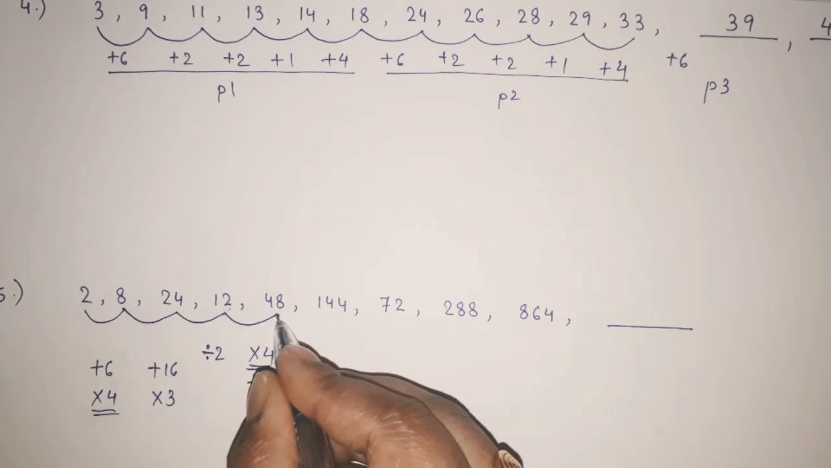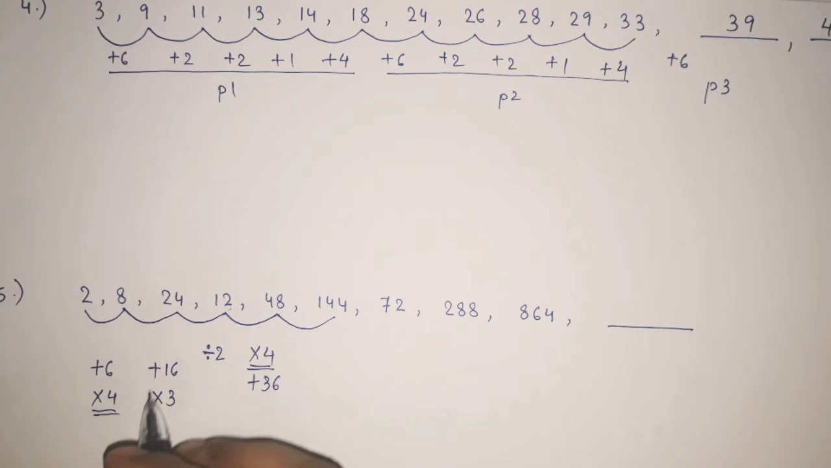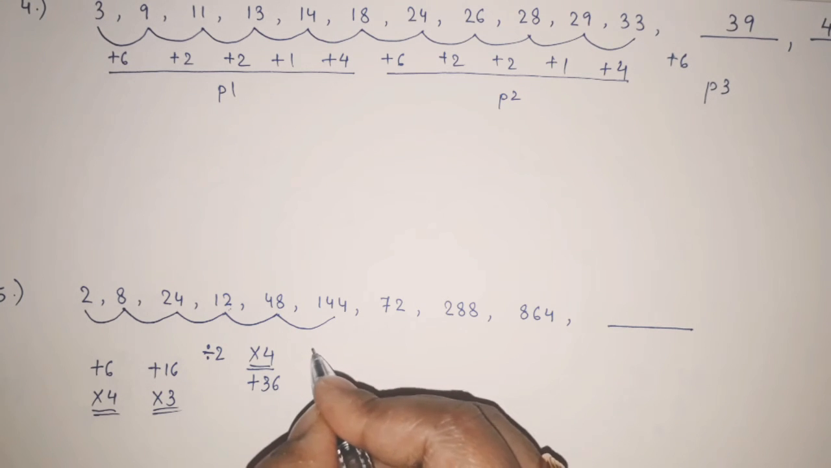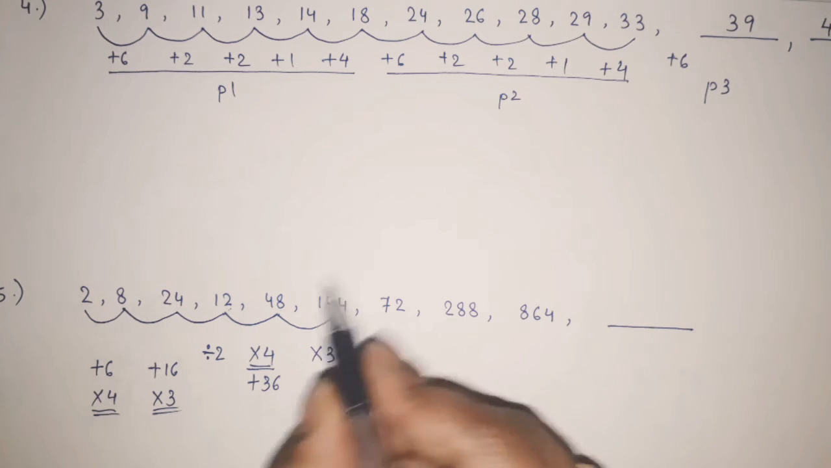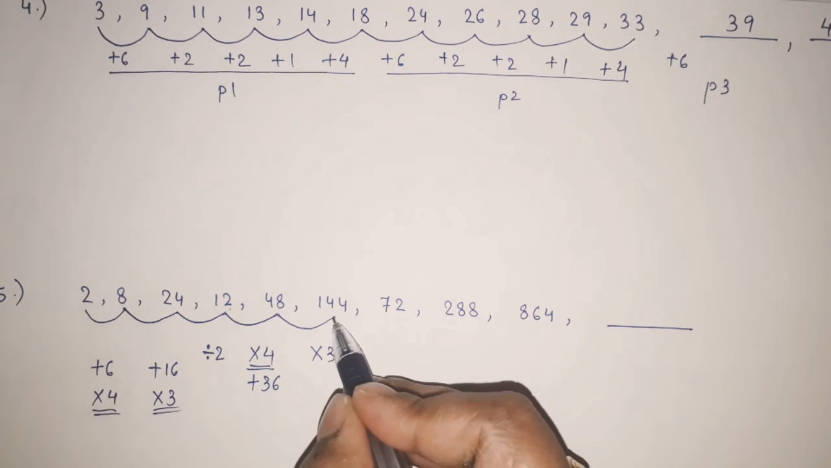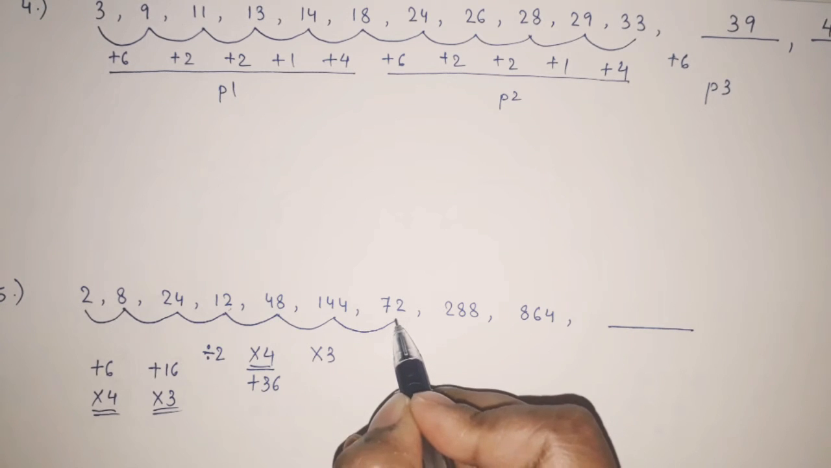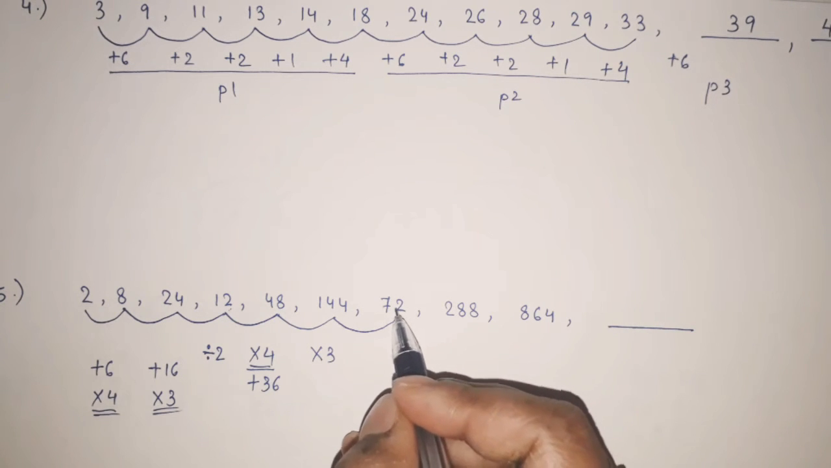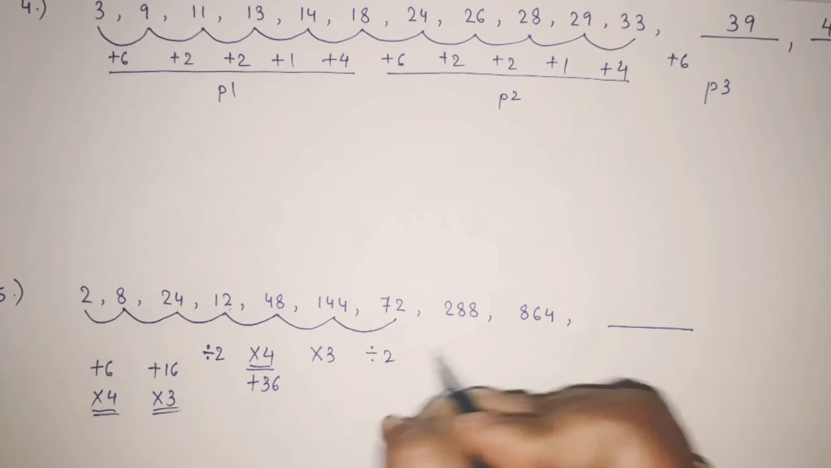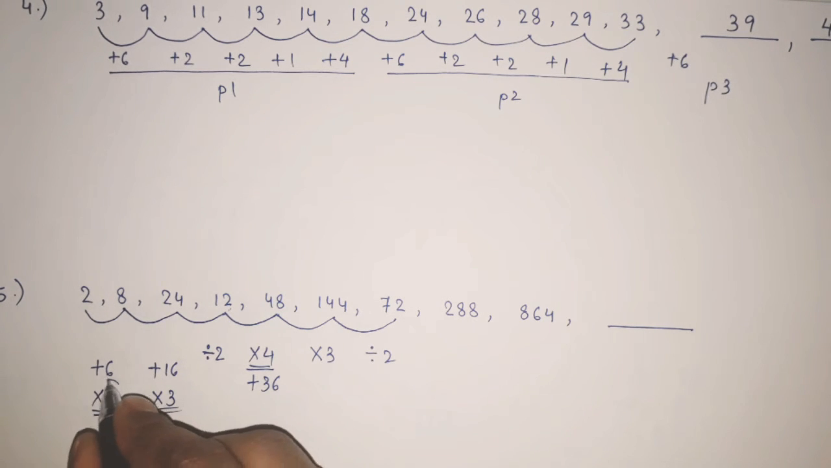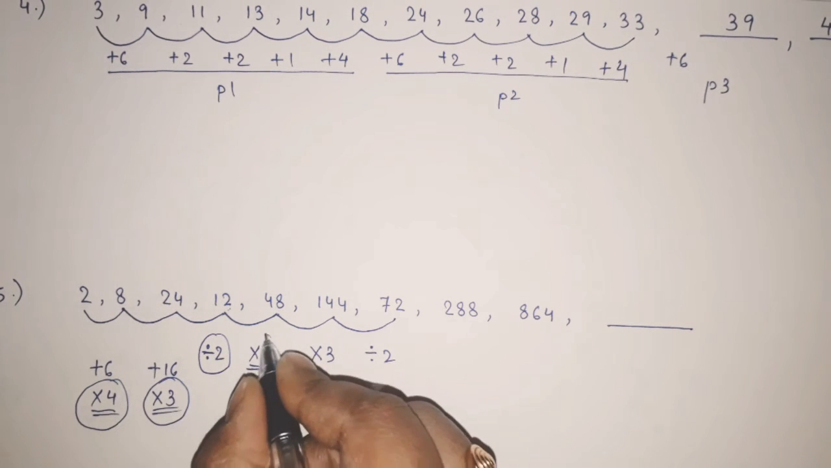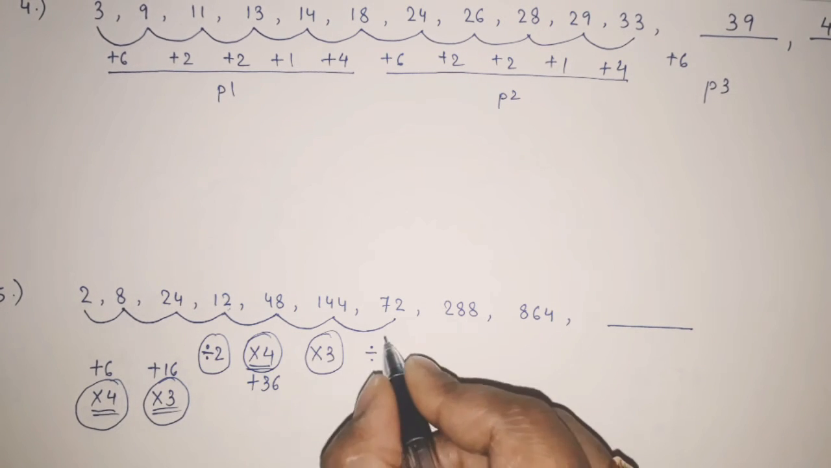So let's see the next. Multiplied by 4. So again let's see, is it also multiplying by 3? Yes, it is also multiplying by 3, because 48 into 3 is 144. And what about 144 and 72? This is half. Right? 144's half is 72. That means divided by 2. So yes, I think into 4, into 3, divided by 2. Again into 4, into 3, divided by 2.